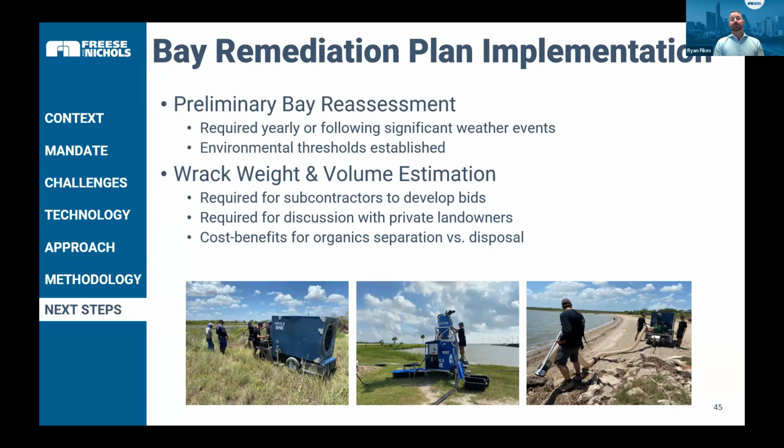And then we're doing some pretty intensive rack weight and volume estimations to wrap our heads around what is the known amount of rack within a bay system, what is the amount of that that's impacted with plastics, and if we had to remove it, given the lacking technology around plastic separation, what does that look like in terms of a quantified volume and weight of plastics impacted material that you have to remove off 75 miles of bay shoreline?